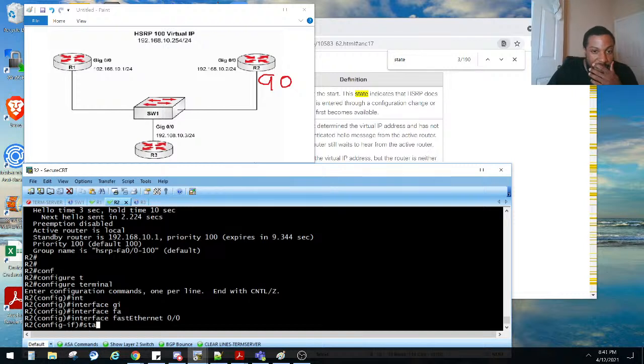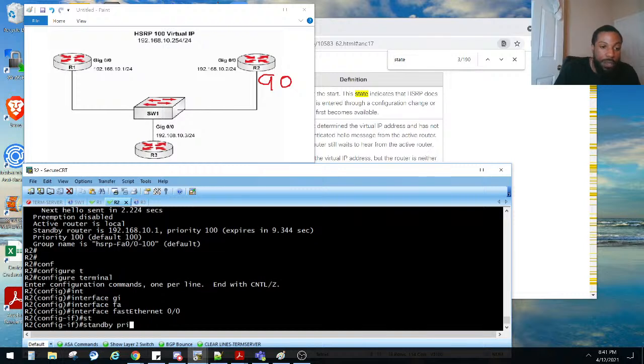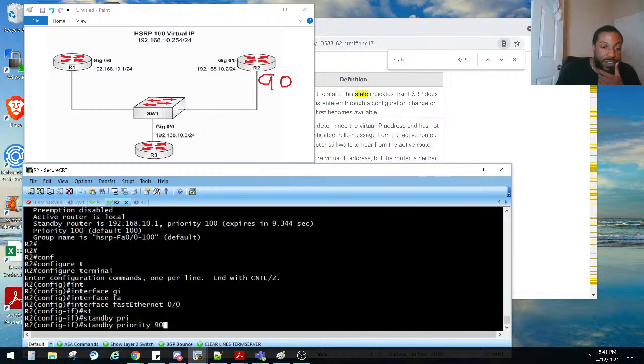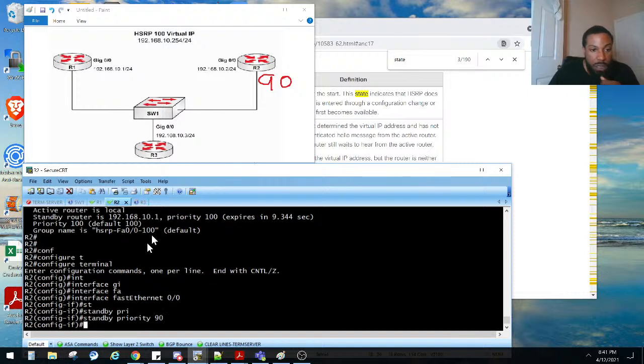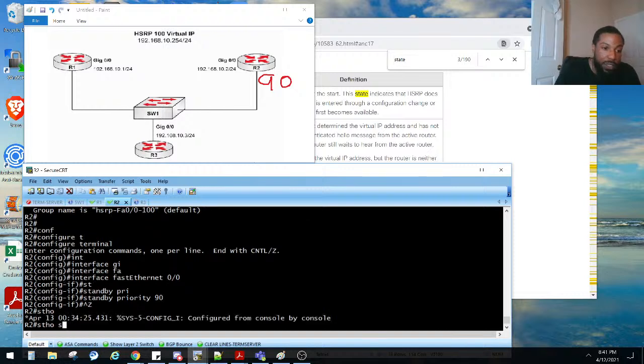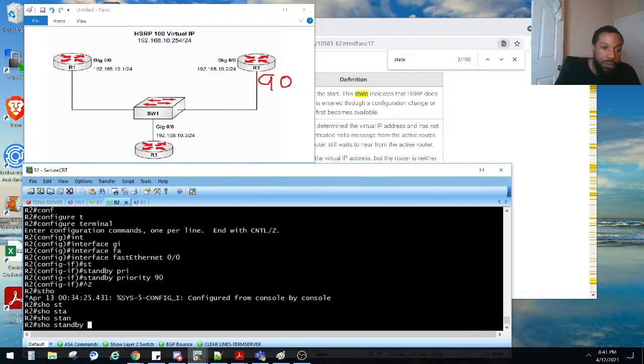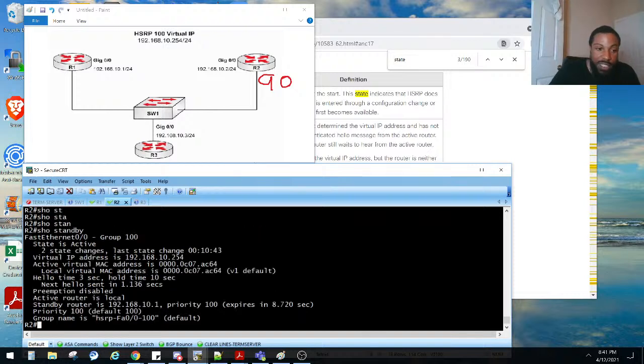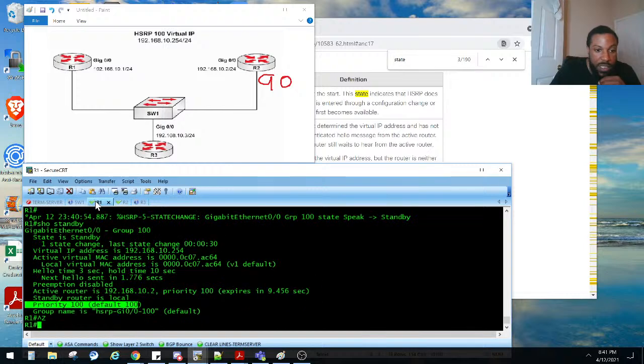What was I going to say here? Oh yes, so the preemption right here. So we got to do the priority first. So standby priority. They said 90, right, for this guy? And see what happens. So we do show standby. See what happens, right? Show standby on router 2. Show standby. Notice, didn't I change it? Standby is still 100. Who did I change? Could have sworn I changed it.